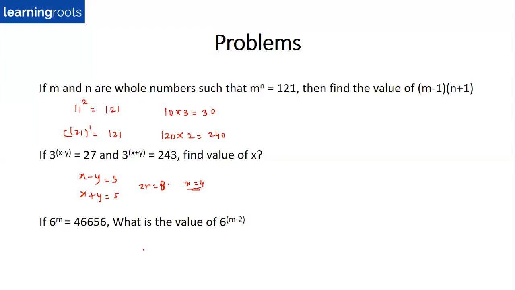Okay, simple question. If 6 raised to m is 46656, what is the value of 6 raised to m minus 2? When you're trying to find 6 raised to m minus 2, basically you have to divide this number 2 more times. So you'll have to divide this by 6 once and once again, which is twice, to get the answer. If you do that, you get the answer as 1296.